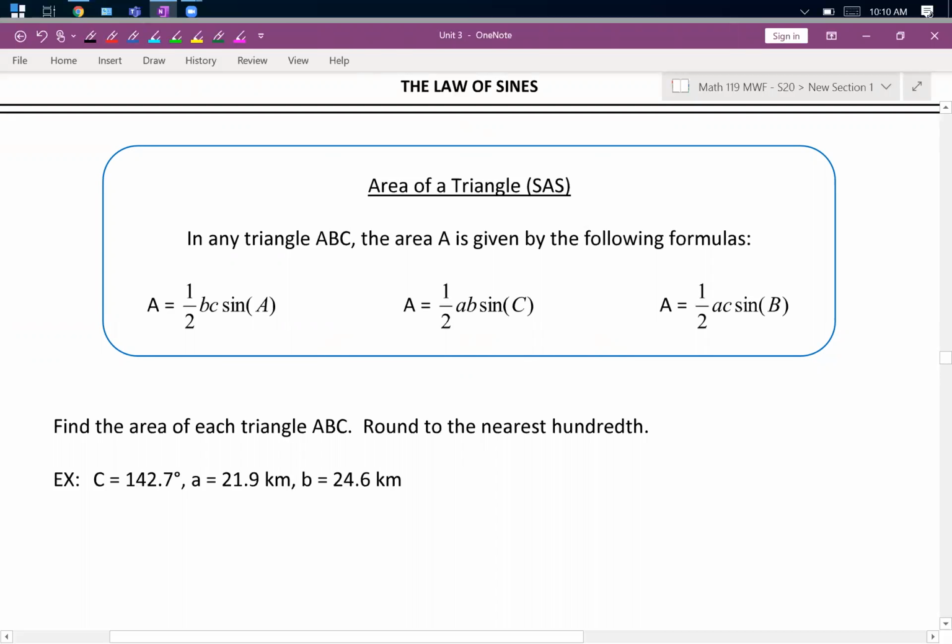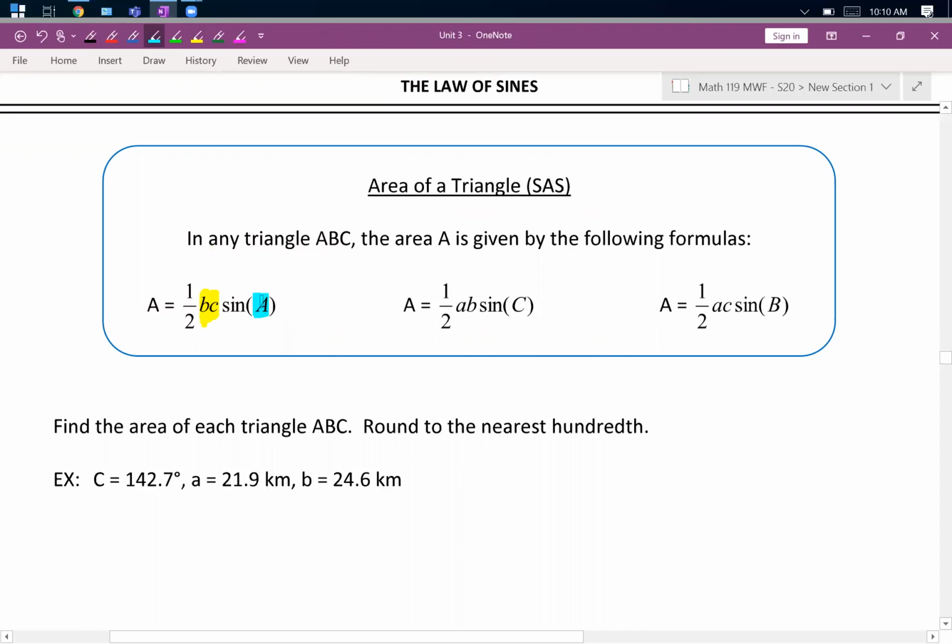So for any triangle ABC, the area A is given by the following formulas. A equals 1/2 BC sine of A. And then you'll notice that we have like 3 variations of this same formula. I think of it as one formula. I cannot remember 3 formulas. So to me, they're all the same formula. If you notice, it starts off 1/2, and then it has any 2 sides, and then the angle of the side that wasn't already used.